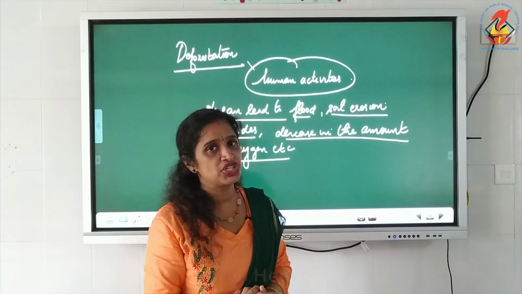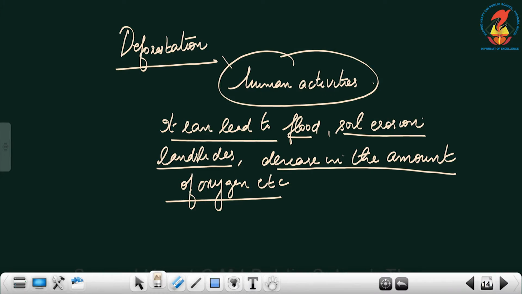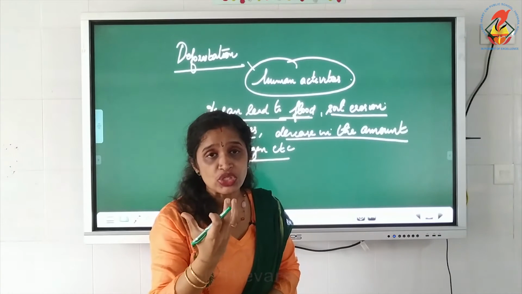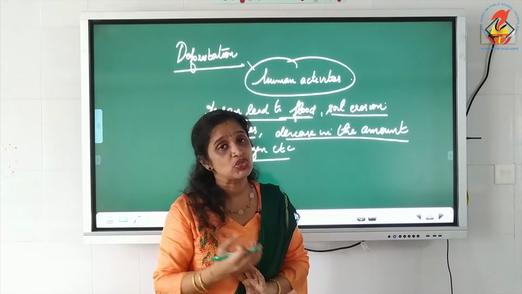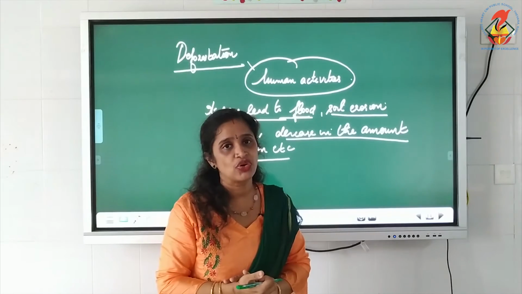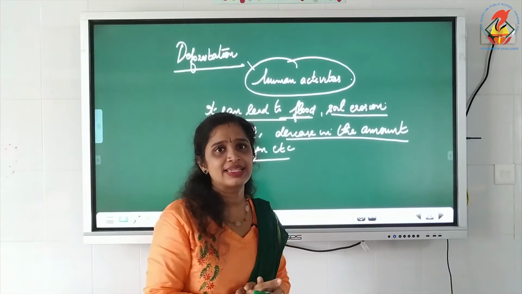So, deforestation especially happens due to human activities. So, it can lead to flood because you know the role of the roots of the trees in holding the soil together, isn't it? So if the trees are destroyed, definitely it can lead to flood, landslides, etc.